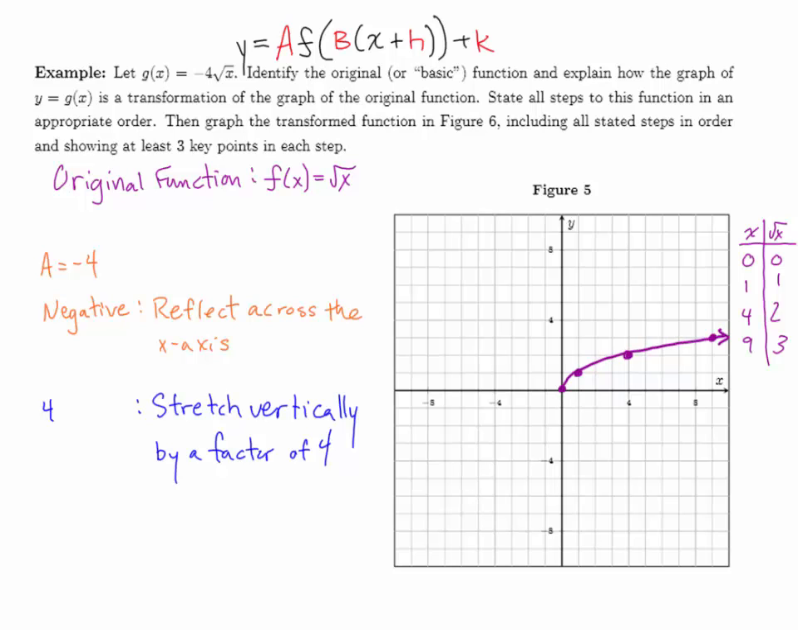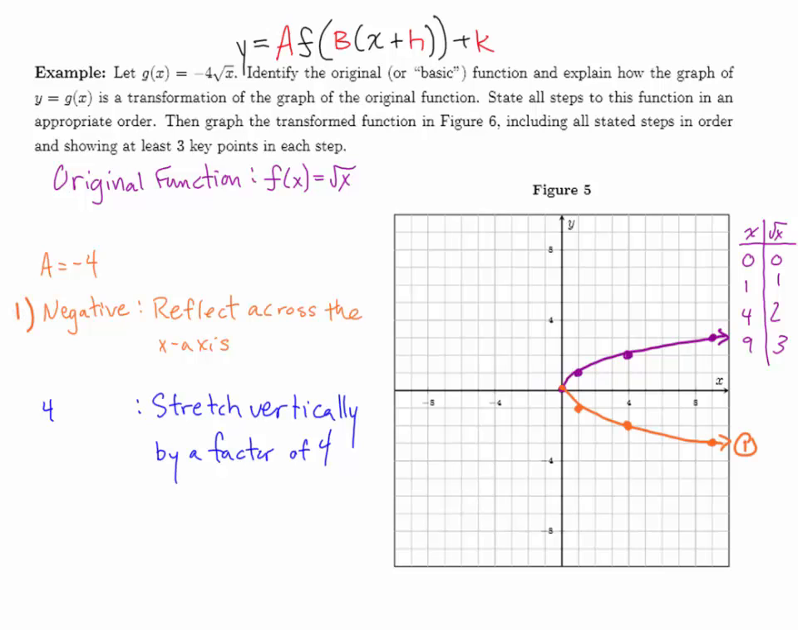Okay, so now that I have the original function, I'll apply these transformations. So the first thing that I'm going to do is reflect across that x-axis. And let me make sure I label that as my first step. So I'll reflect this across the x-axis. So this point 9, 3 will move to 9, -3. This point 4, 2 will move to 4, -2. This point 1, 1 will move to 1, -1. And then 0, 0 will stay put. And then I'll sketch the rest of that graph in just by connecting those in a smooth curve. Okay, so that's step 1.